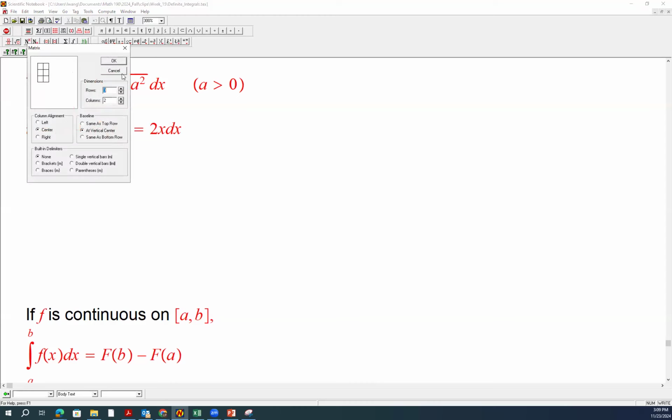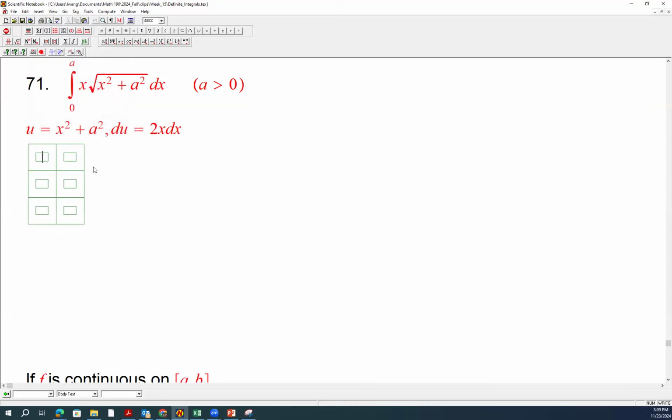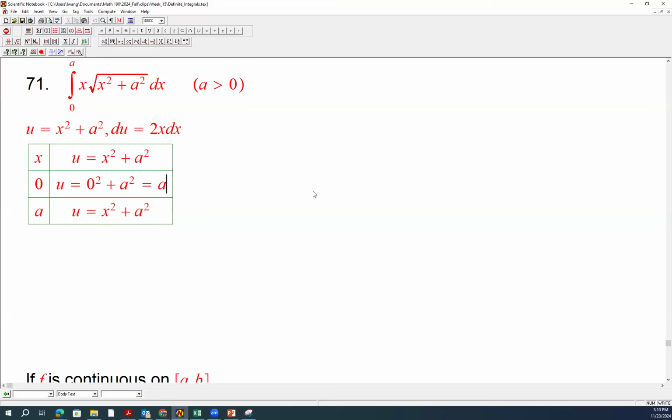Table for change of interval, right? So x, u, right? x from 0 to a. By the way, a is treated as a constant. Okay, so for u equals x squared plus a squared, when x equals 0, this is 0, and that's going to equal a squared.